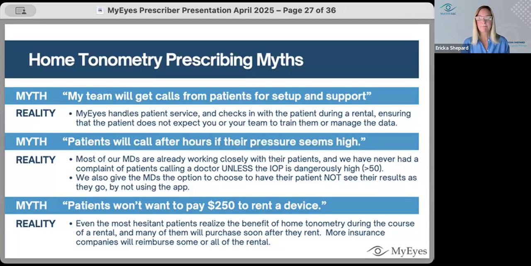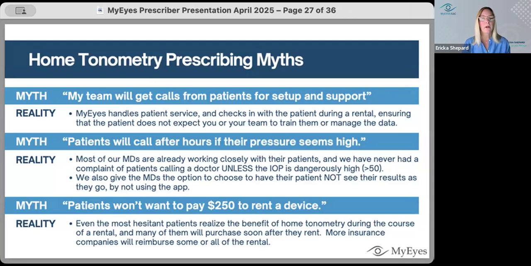The patients will call after hours if their pressure seems high. Again, that's not the case. That's not been my experience. I've been here for almost 3 years, and we don't have that. There have been instances where we may notice that a patient is spiking above 50. We'll give the doctor's office a heads up if that's the case.